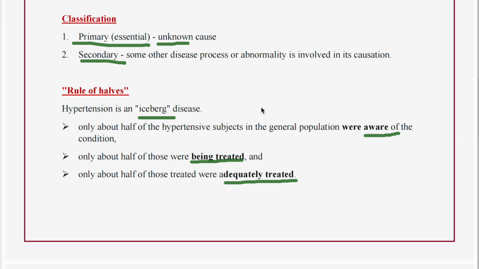So in a general population, if there are 100 people, only half of them are aware of their hypertension, and only half of them are treated properly. Being treated means undergoing any medications or any lifestyle or diet changes, and among them only half are treated adequately, like by medicine or by lifestyle changes, normalizing the hypertension. Okay.